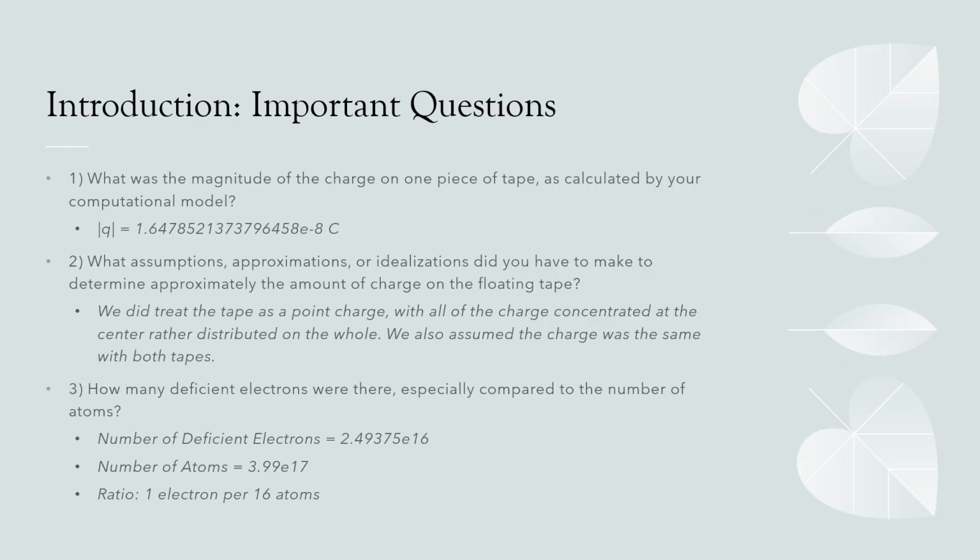So we're all going to ask ourselves, what assumptions and approximations are we going to take into our lab? And we are going to assume that the tape can be treated as a point charge with all the charge concentrated at the center, and that the charge is going to be similar with both tapes. And so the magnitude of the charge on one piece of tape does end up being calculated as this number right here, and the number of deficient electrons, the number of atoms, and the ratio of deficient electrons to atoms is written down here, which is our outcome of the lab that we will go over a little bit later.